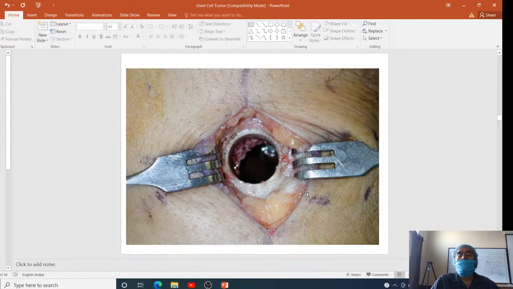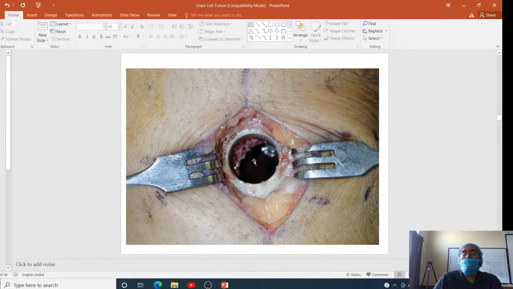So here we were doing a case, and this is how we open the tumor, and this is how the tumor looks from inside. See, the opening should be adequate. It should be so adequate that you should be able to take out the whole diseased material.